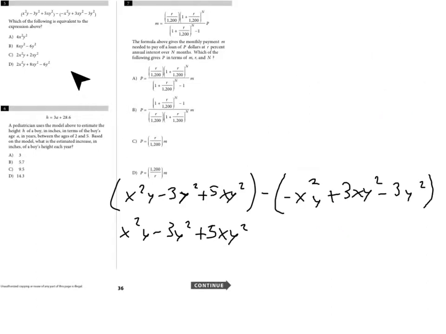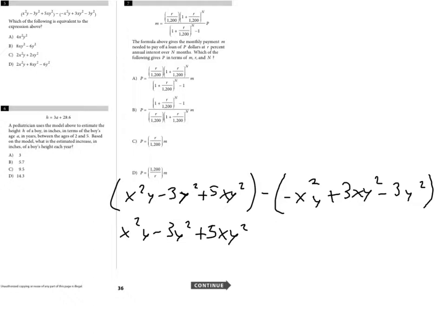Alright, look at number 5 now. Which of the following is equivalent to the expression above? We have this expression, x squared y minus 3y squared plus 5xy squared, all of that minus all of the second part: negative x squared y plus 3xy squared minus 3y squared. And I've just rewritten it down here. So, which of the following is equivalent? That kind of just means, hey, simplify this, and let's see which answer choice works.